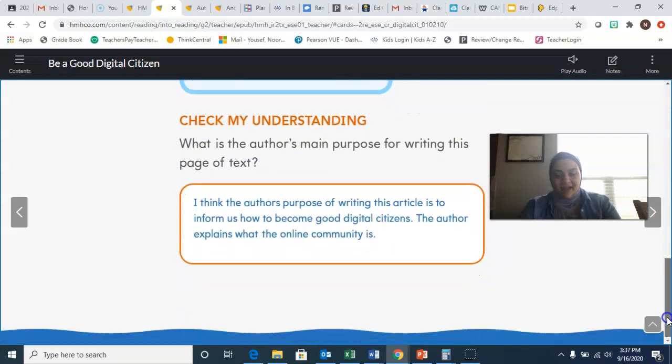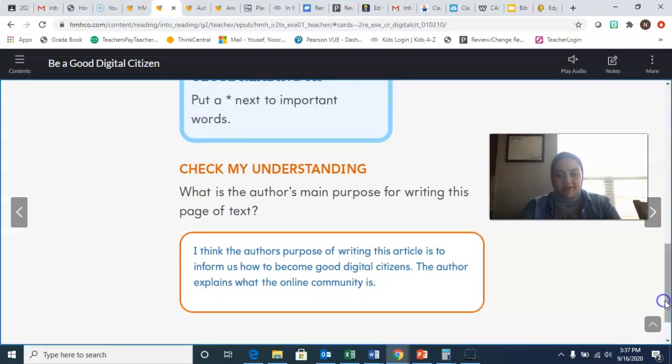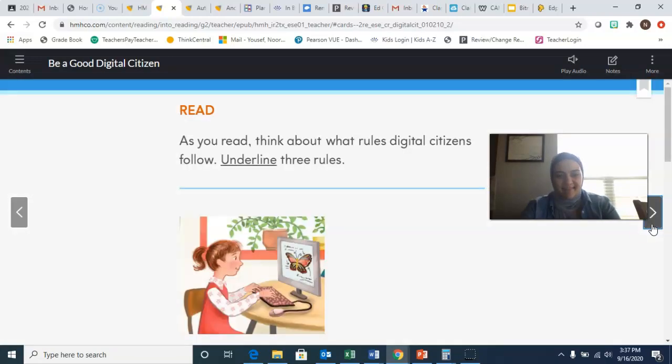All right. What is the author's main purpose for writing this page? Read. As you read, think about what rules digital citizens follow. Underline 3 rules. Okay, before we move on, sorry, I need to back up a little bit.